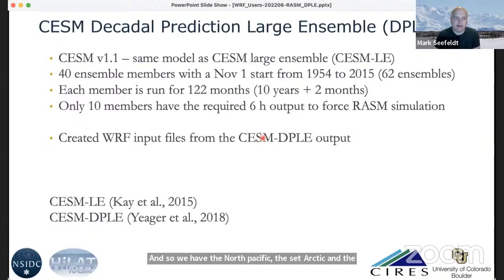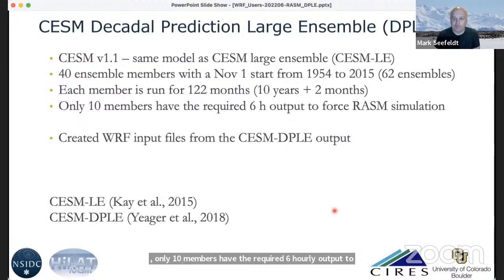So we're downscaling the DPLE data, which uses the CESM version 1.1. This is the same model as the CESM large ensemble. 40 ensemble members were run from a November 1 start for 1954 to 2015, so a total of 62 ensembles. Each member is run for 10 years plus 2 months. However, only 10 members have the required 6-hourly output to force the RASM simulation.